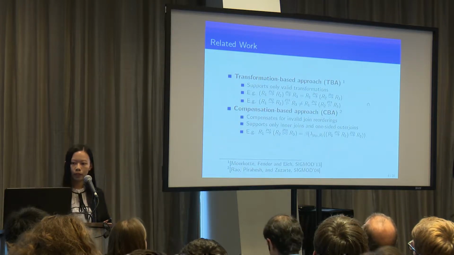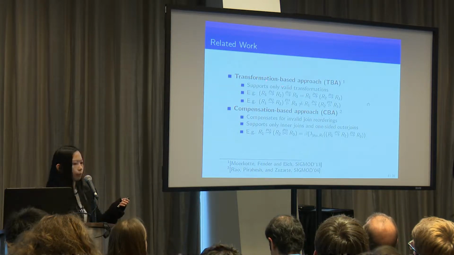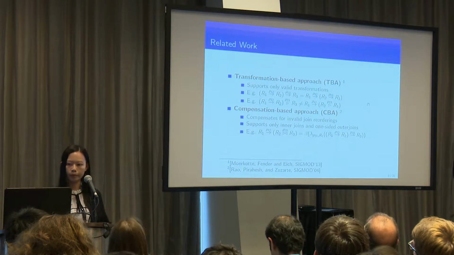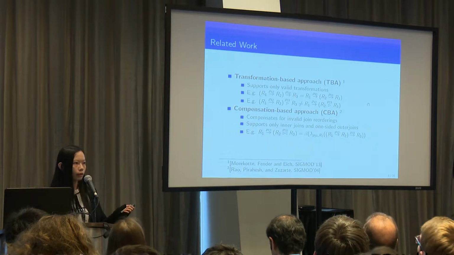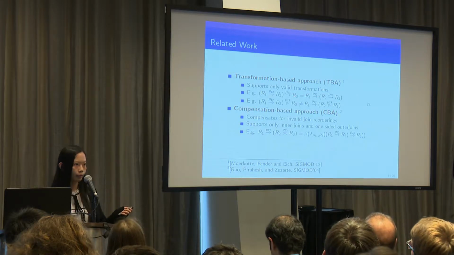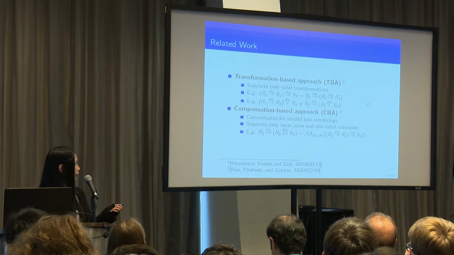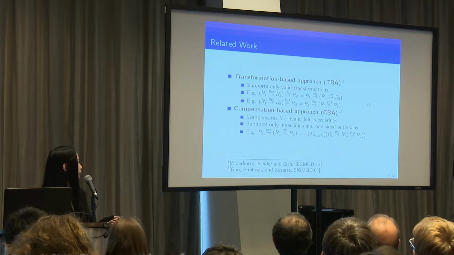There are two state-of-the-art approaches for join reordering. The first is a transformation-based approach. TPA supports all valid transformations. For example, left outer join and left outer join are associative in nature, so it's a valid transformation. Left outer join and anti-join are not associative, so it's an invalid transformation and is not supported by TPA.